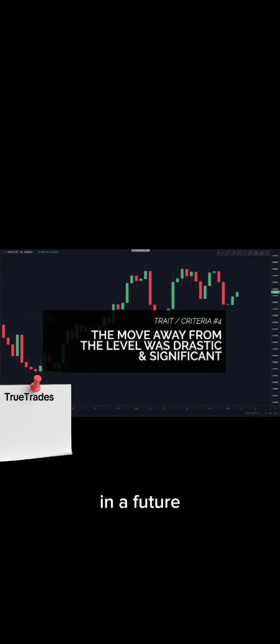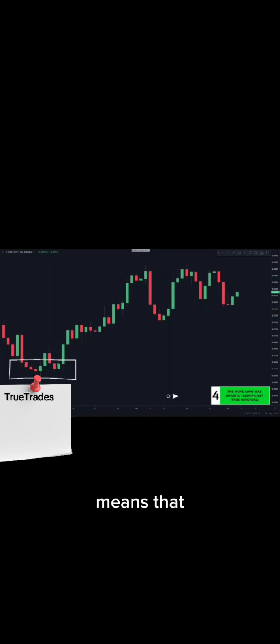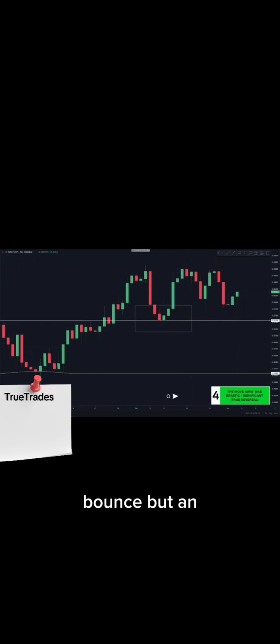Trait number 4. The move away was drastic and significant, meaning not just a small bounce, but an actual reversal. As you can see down here, price moved away from this level drastically. So we have a level of support here. Next, right here, price again moved away from this area drastically. So we have another level. And again up top. Every time price came up, it reversed drastically. So we have another level. So to the next criteria.